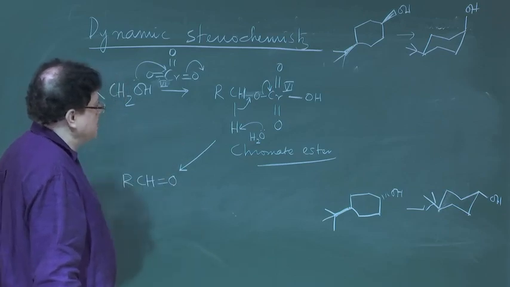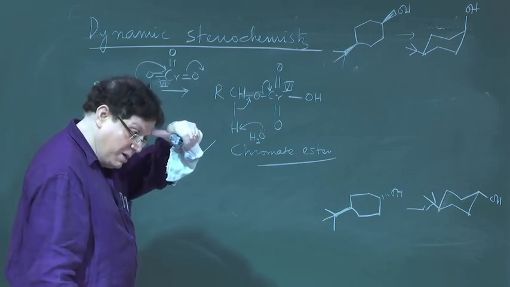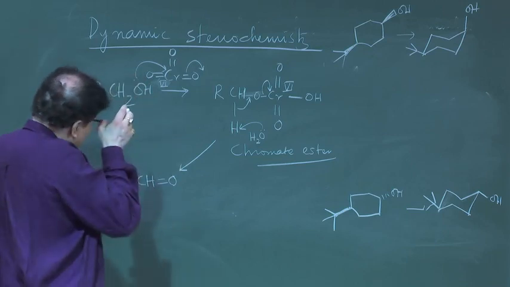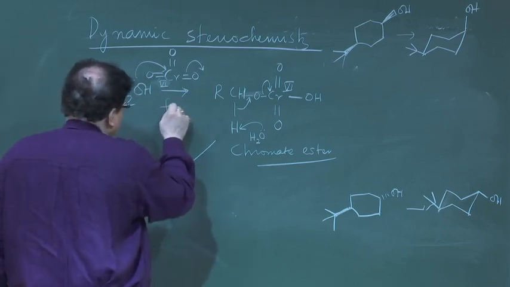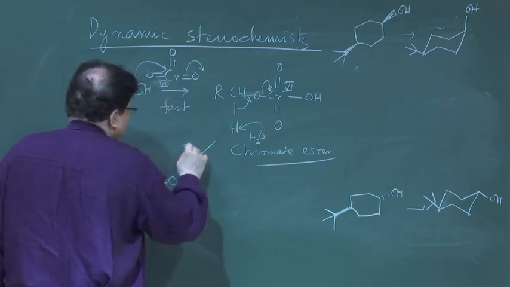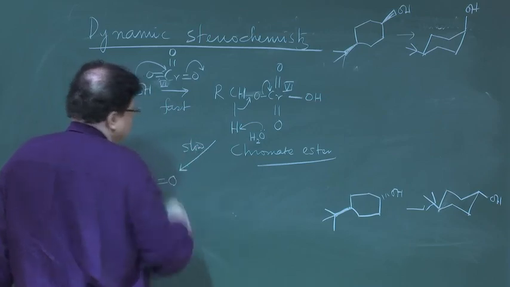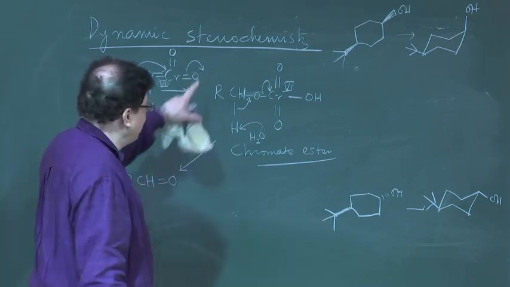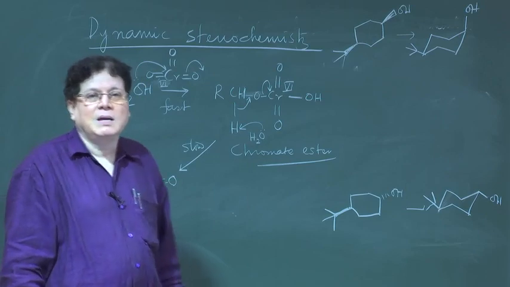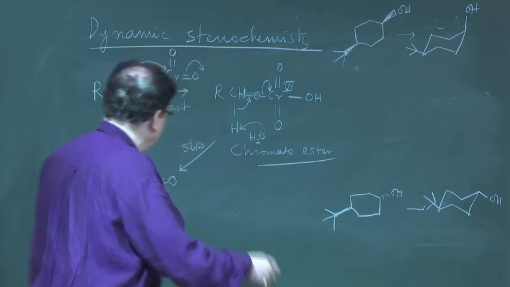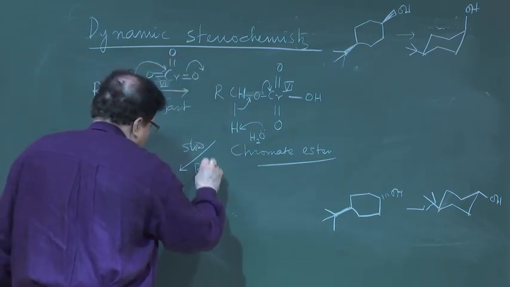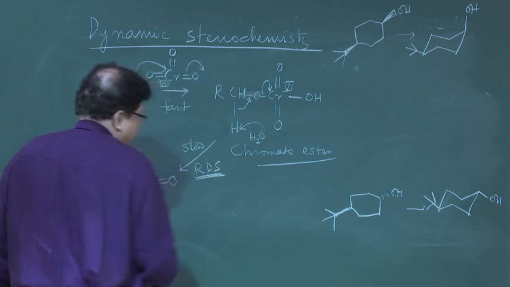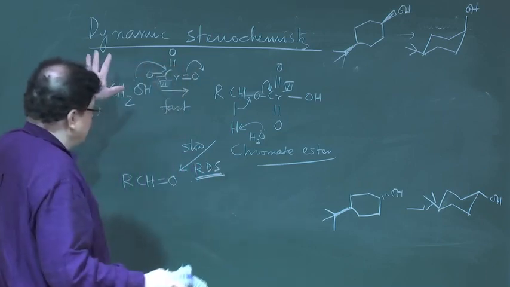Now, which is the rate determining step? That is the very important issue here. What has been found is that this is a very fast step and this is the slow step. So, if this is the slow step, that means the breakdown of the chromate ester is the rate determining step. So, breakdown of the chromate ester is the rate determining step.